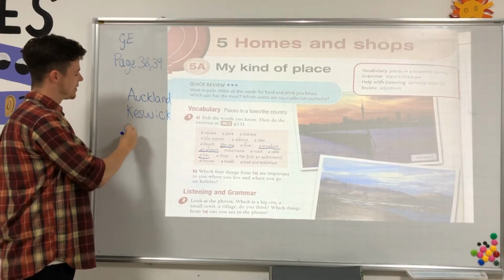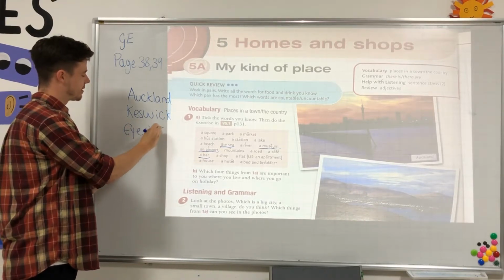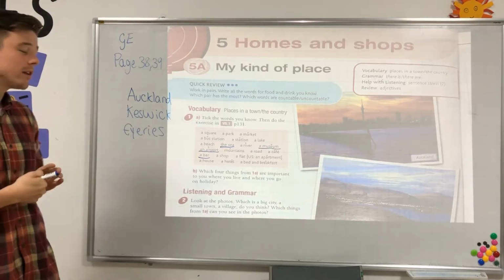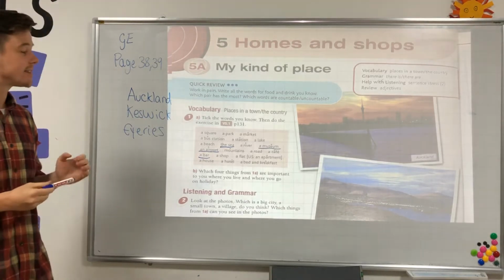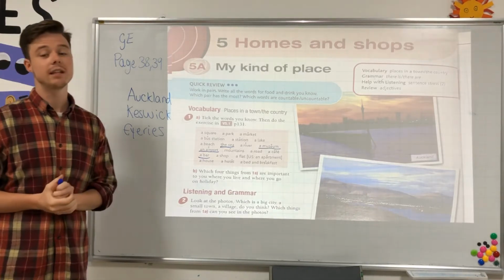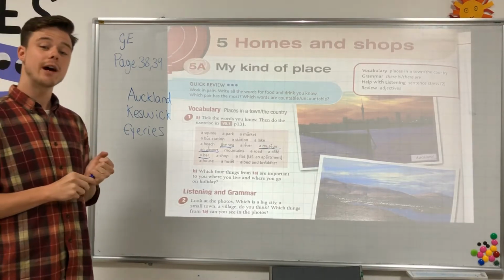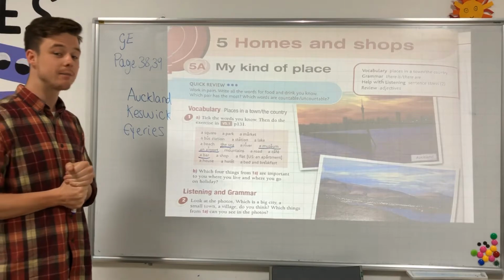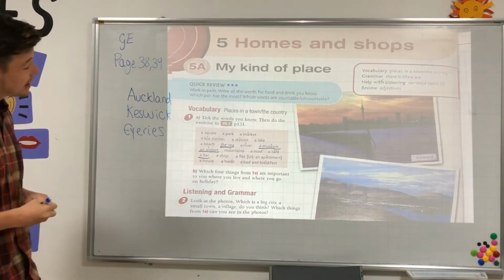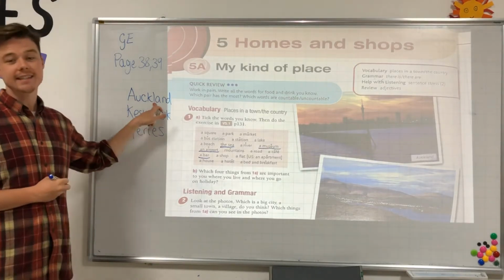And we have a photo of Iris. Okay. Now, Auckland is the biggest city in New Zealand, okay? It's home to around 1.4 million people. So we know now that Auckland is the city.